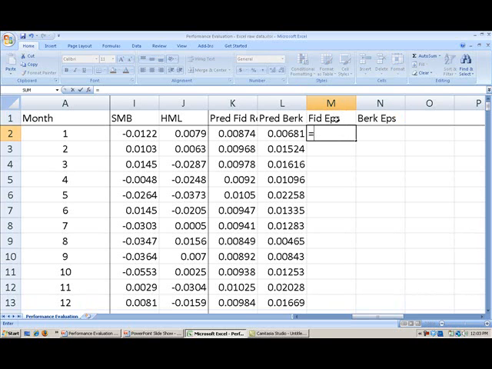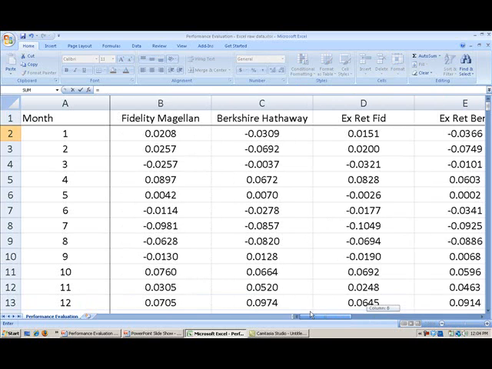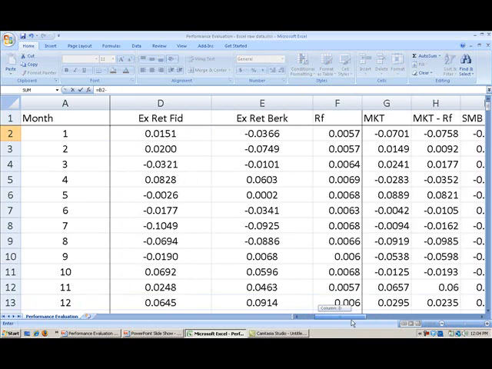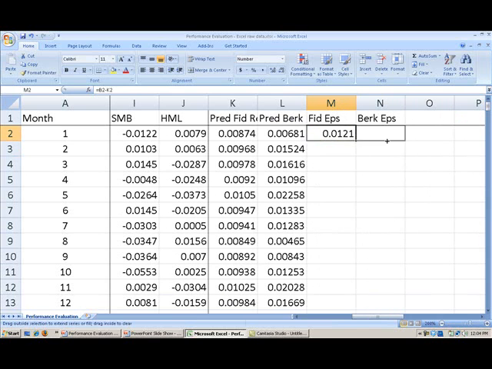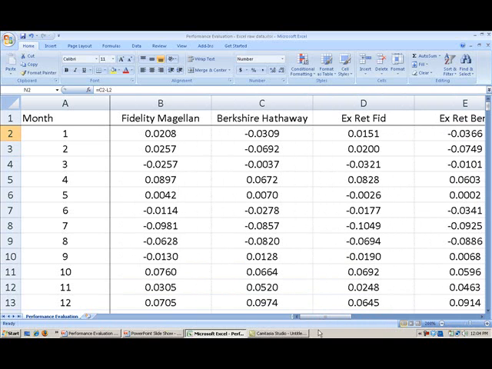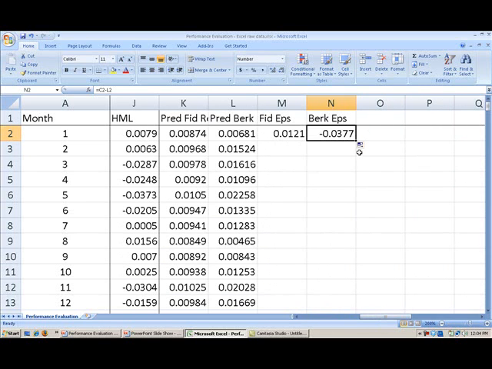The epsilon for Fidelity is going to be equal to the raw returns for Fidelity here minus the predicted returns for Fidelity. Press enter, and we can copy this formula across for Berkshire, and we can check that we're referring to the right cells. So the predicted returns are in L2, that's correct, and the raw returns are in C2, that's also correct. We can now fill this formula down the page by selecting both cells and then double clicking the bottom right hand corner of the selection.